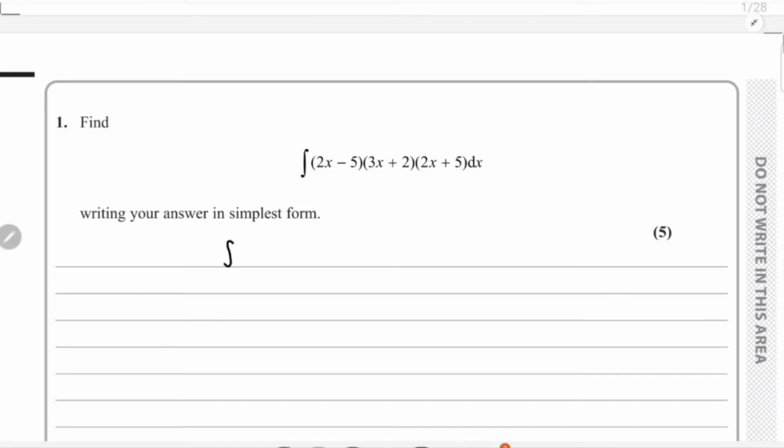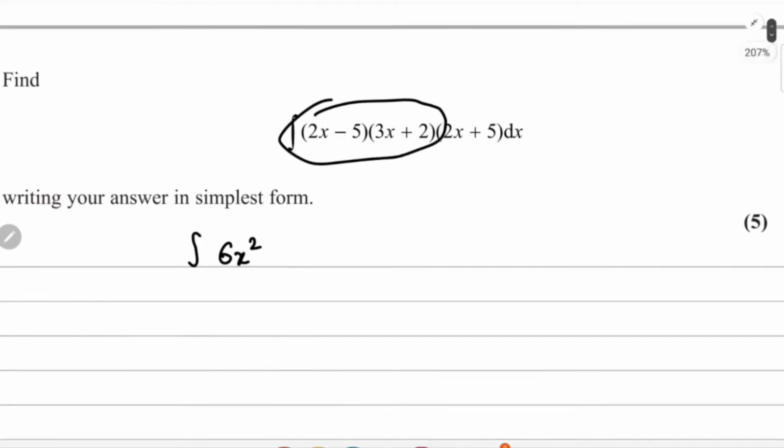So let's just multiply it at first. I'll multiply the first two terms at first. So 2x into 3x, I'll get 6x squared. Then I'll have 2x into plus 2, so plus 4x. Then you'll have minus 5 into 3x, so minus 15x. Times minus 5 into plus 2, so minus 10, (2x plus 5) dx.